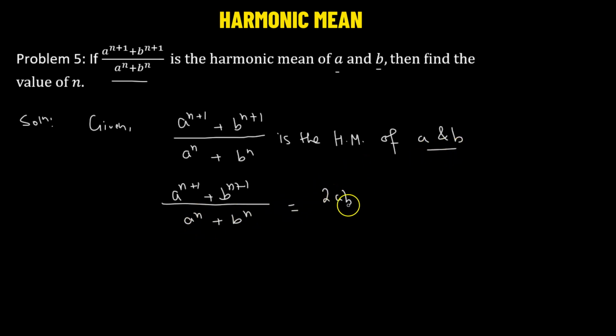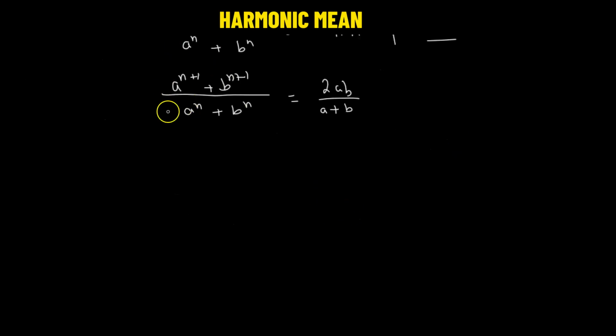That's defined as 2ab over a plus b. So let's try to simplify this. What we'll do is cross multiply. So we have a raised to the power of n plus 1 added to b raised to the power of n plus 1, and we will multiply it by a plus b.